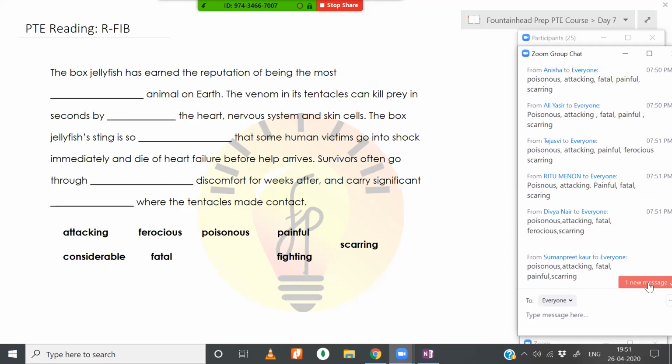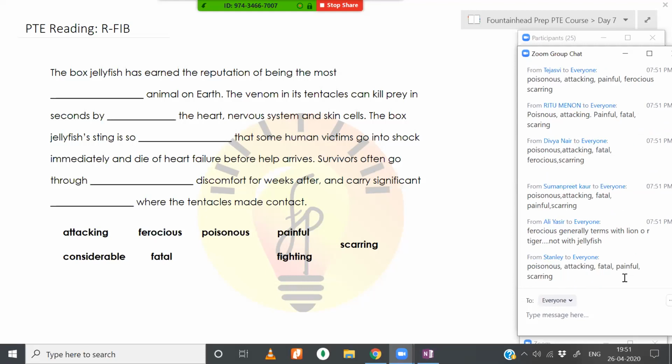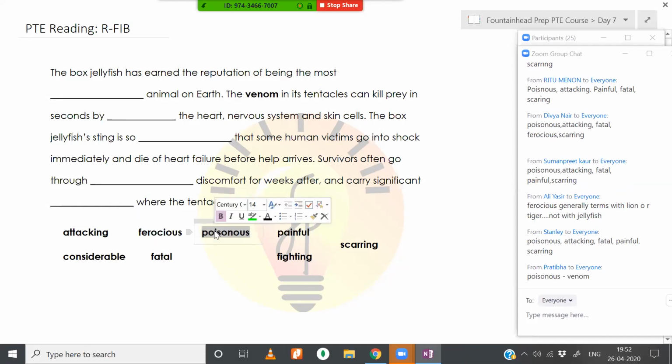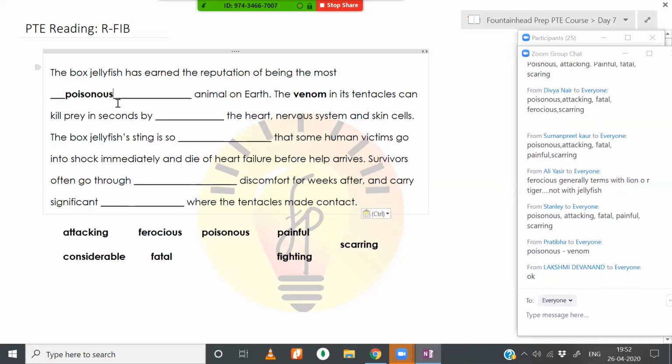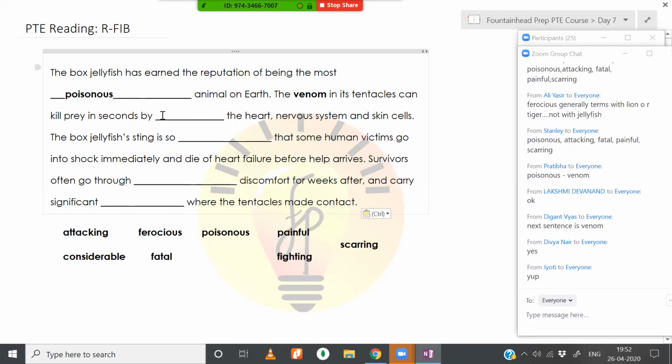All right. So why do you think it's poisonous? Yeah, ferocious, Ali. That's right. Ferocious generally goes with lion or tiger, not with jellyfish. Yeah, I agree. But you have a much more valid answer here because if you look at the next sentence, it clearly talks about the venom. Yeah. So venom is what makes it poisonous. Okay. So is this clear to all of you? So it's poisonous, because the next sentence is venom. Correct. Now, what about this particular blank?